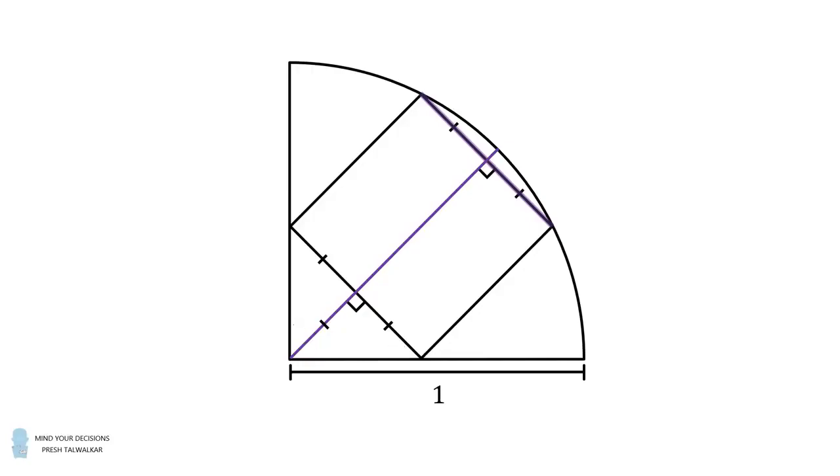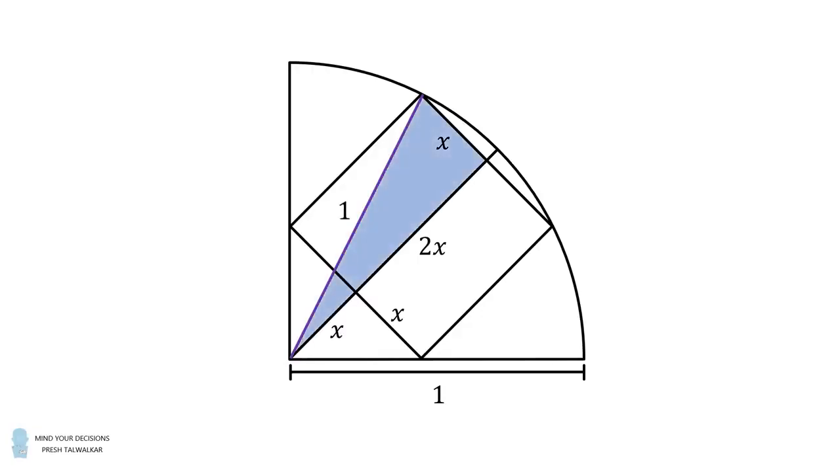Let's remove some of these markings. Suppose half the side of the square has a length equal to x. Then these distances will also be equal to x, and the side of the square will be equal to 2x. Now construct this radius of the circle. Since it's a radius of the circle, its length will be equal to 1.